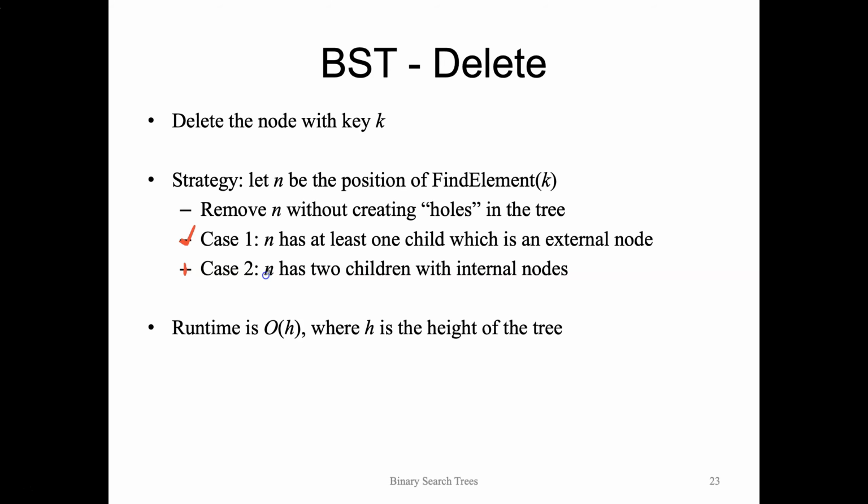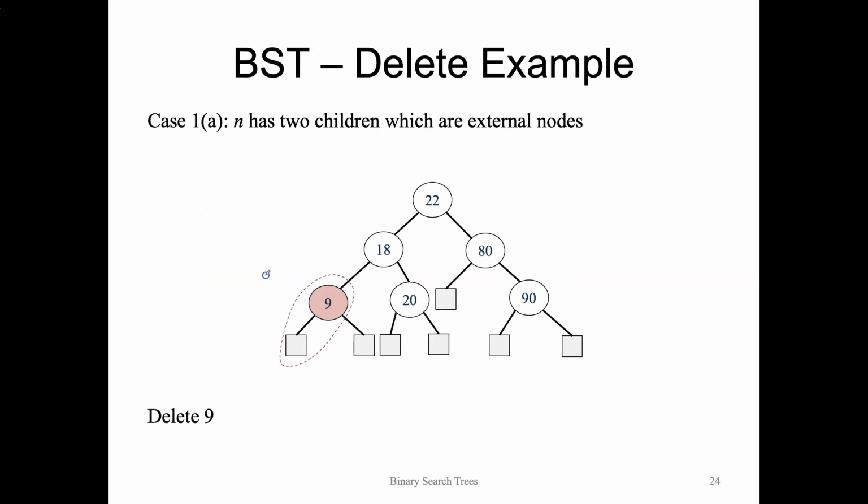So let's see this first. Let's look at the easy case, where the node we want to remove has at least one leaf as a child. And in fact, this is an even better case. We have two children that are leaves. So we want to remove the node 9.